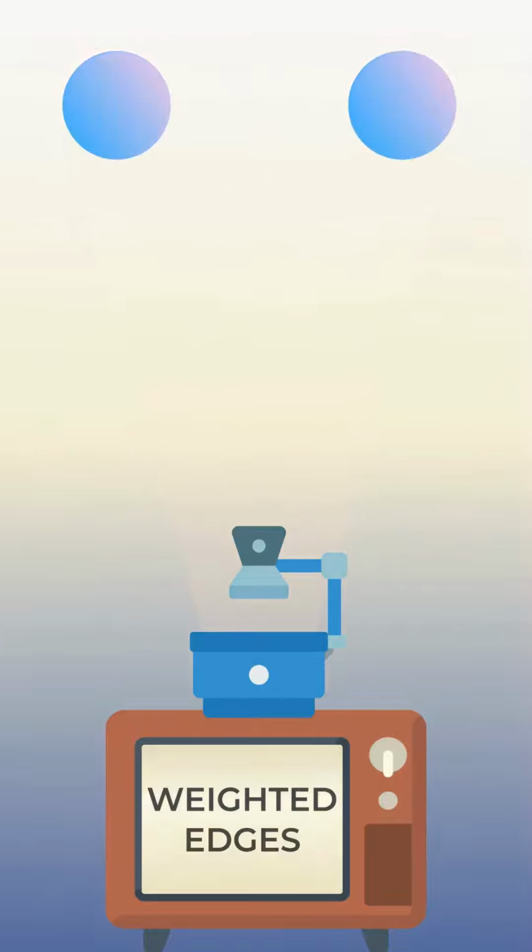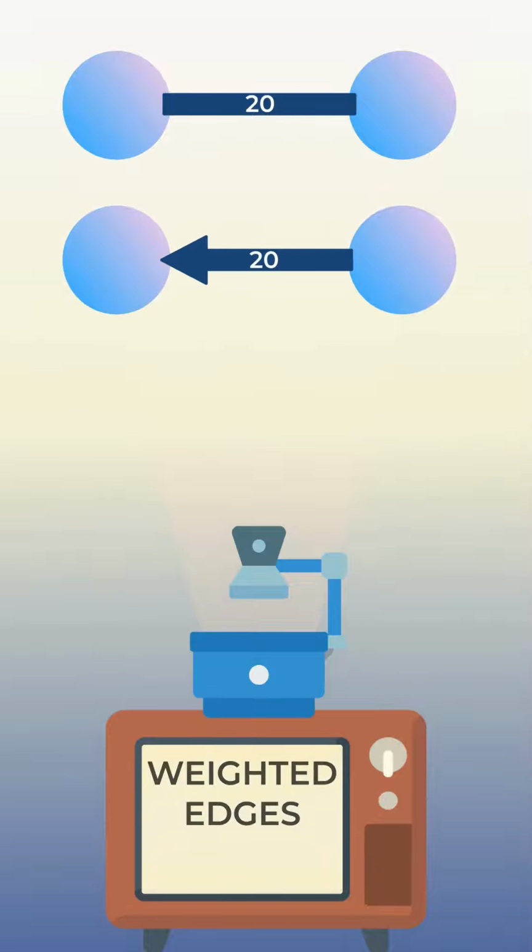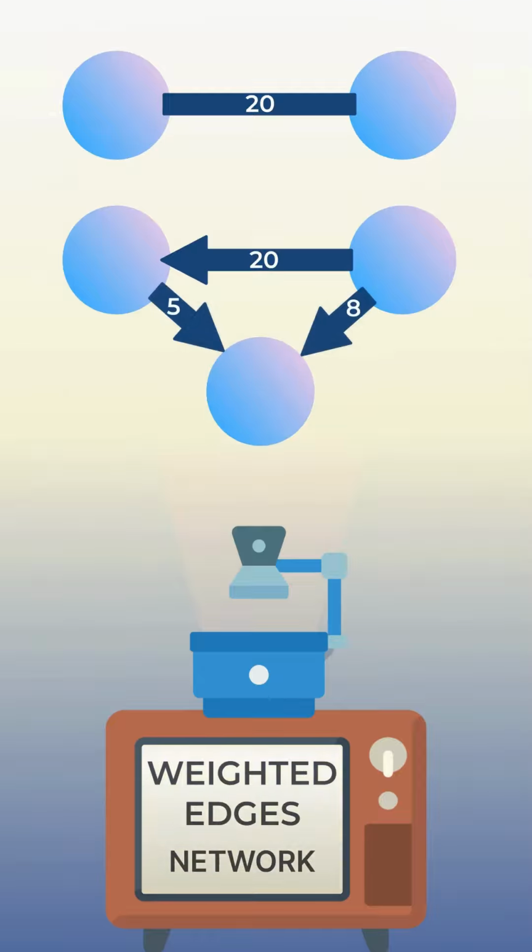Edges can be weighted. A weighted undirected edge. A weighted directed edge. A graph with weighted edges or arcs can also be called a network.